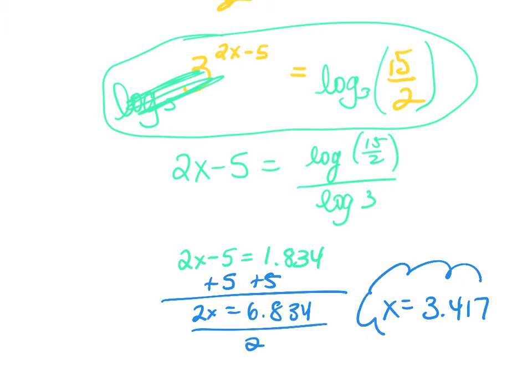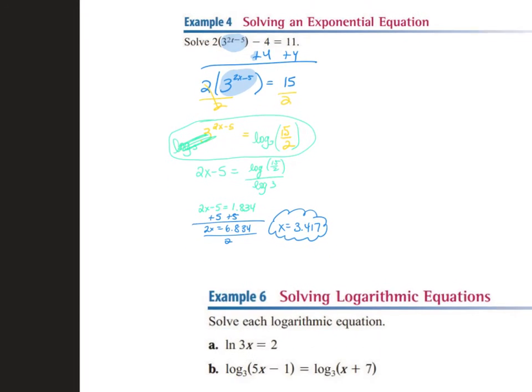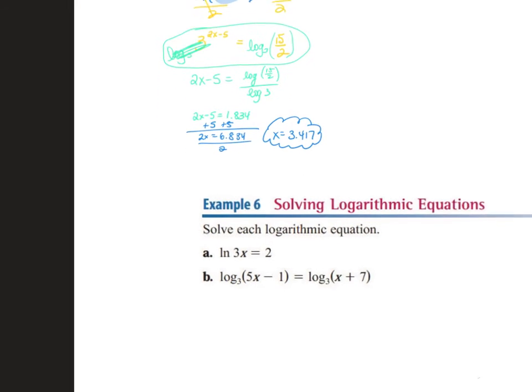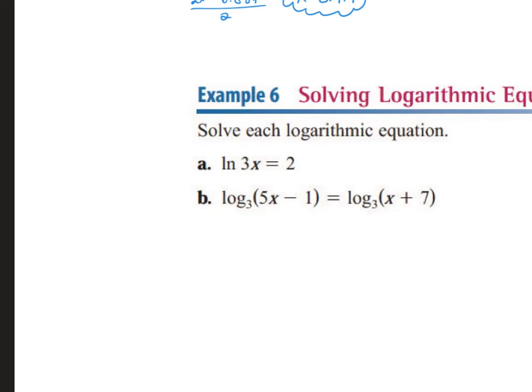3.417. Yep. And what can I do with that to make sure my answer is right? Plug it back in. But if you just kind of think through the problem before you start attacking it, it's not that bad. Let's look at A here.